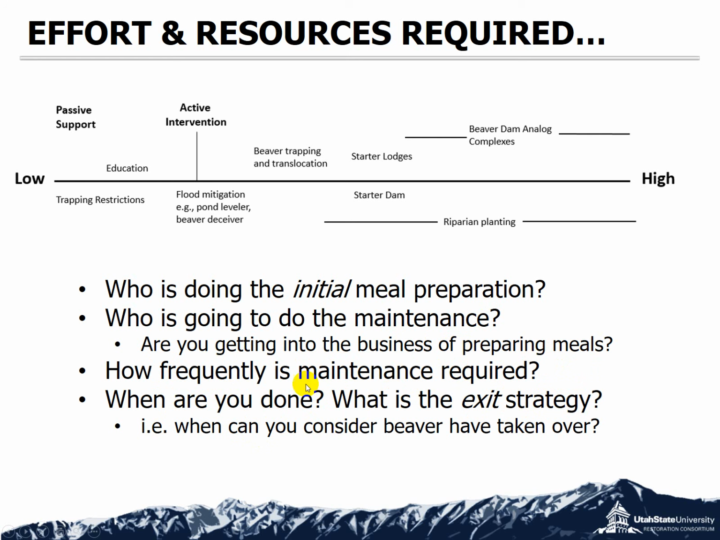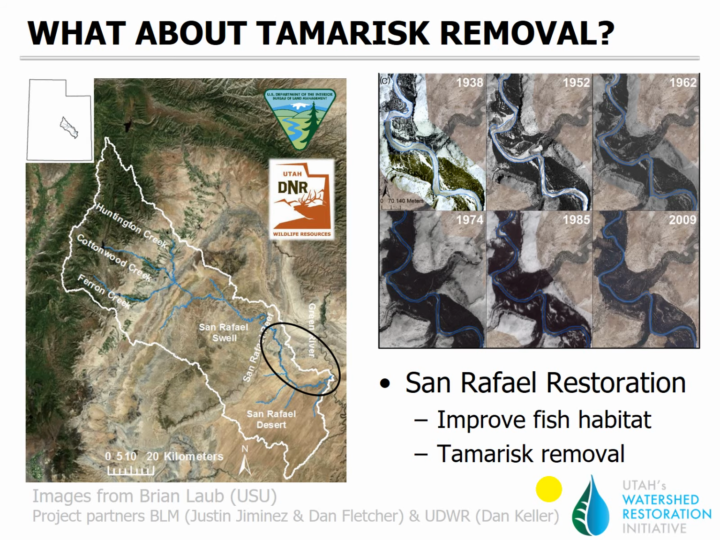And then this is really important. When are you done? What's your exit strategy? We don't want to be creating sort of mini Iraqs. I guess what I mean by that is, it's one thing to go in and start the whole restoration intervention and start feeding these systems, but identify what your exit strategy is going to be ahead of time. It's okay if you need to tweak that, but know what the goals are, come back to those objectives, and when can you consider, for example, Beaver having taken over that for you.